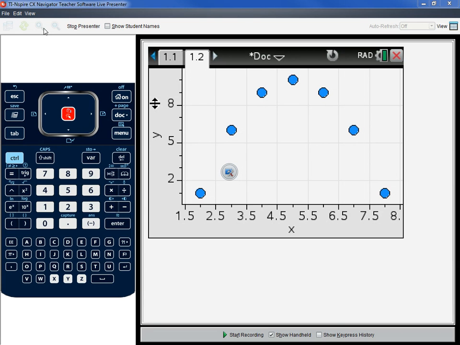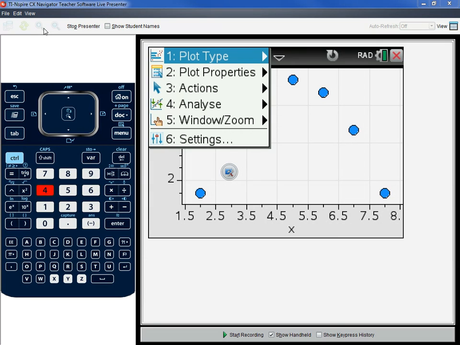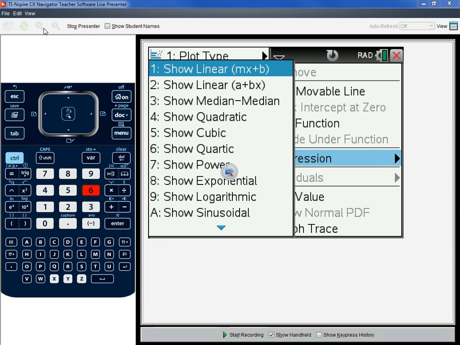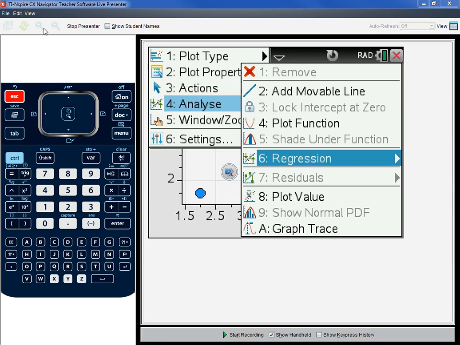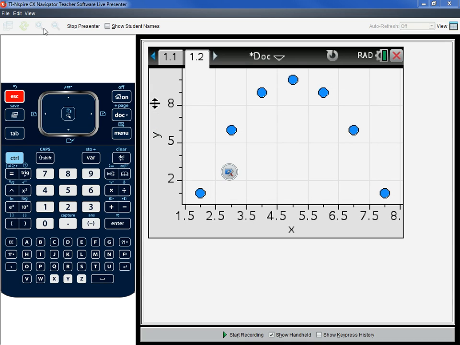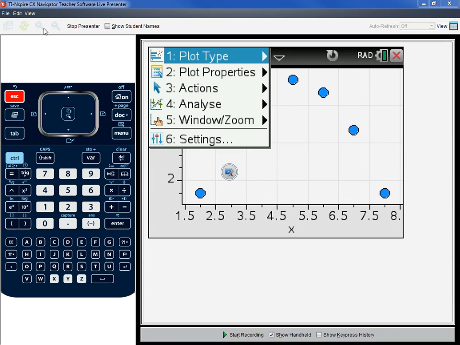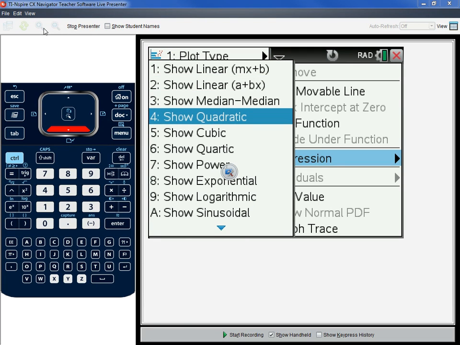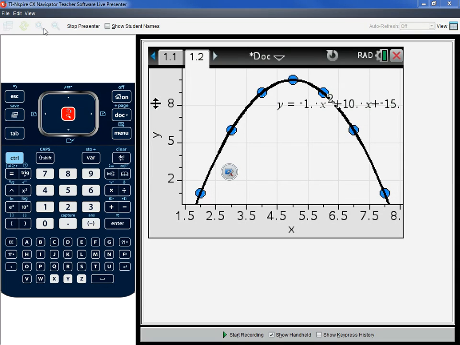I'm going to go to Menu, Analyze, Regression. Now I'm not going to choose Show Linear because if we look at the graph, that is not a line. That is definitely a curve. So I'm going to go to Menu, Analyze, Regression, and use quadratic regression. And it gives me y equals -1 times x squared plus 10 times x plus -15.